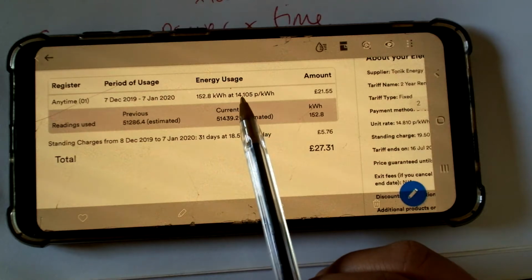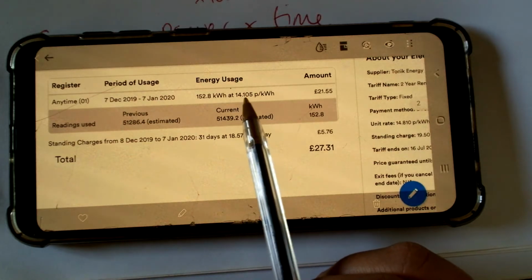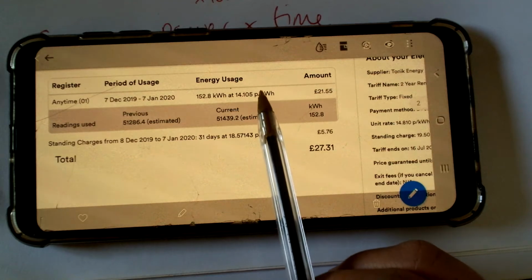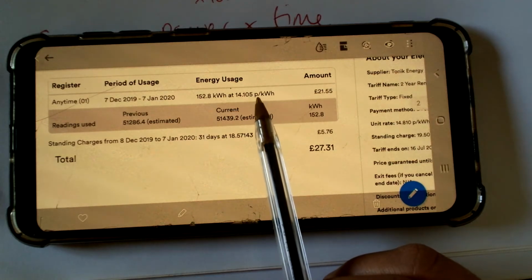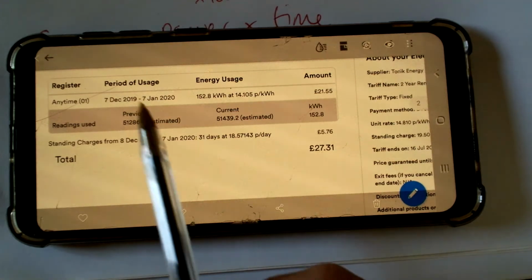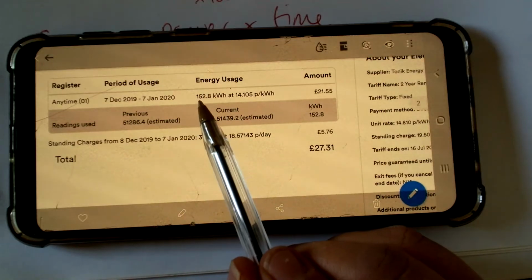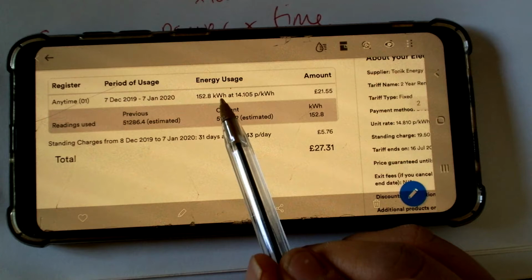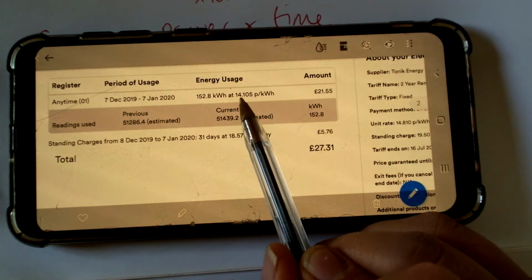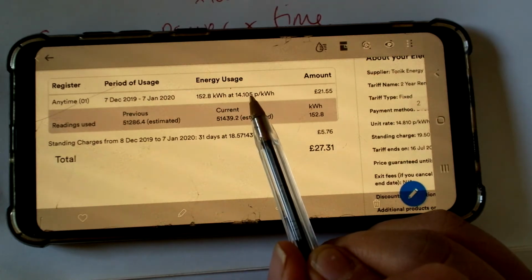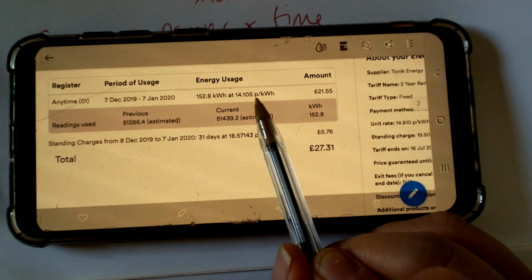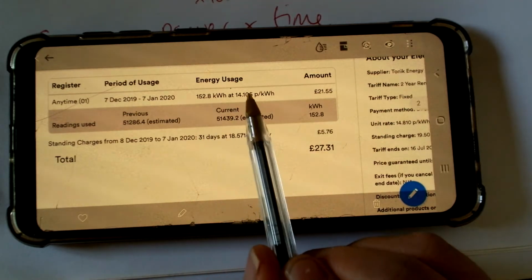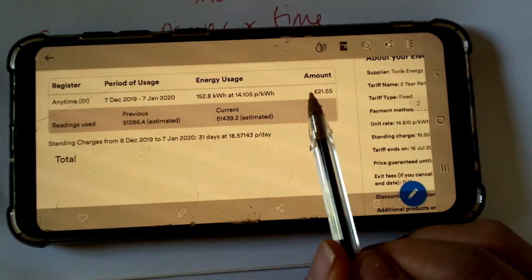Now the cost of my electricity and my energy is 14.1 pence per kilowatt hour, where the p slash means per. So the way that they've worked this out, they've said, right, Miss Shakespeare has used 152.8 kilowatt hours worth of energy, and each one we're going to charge her 14.105 pence. And if you multiply this number and this number, you can do this on a calculator, they will have ended up with this total.